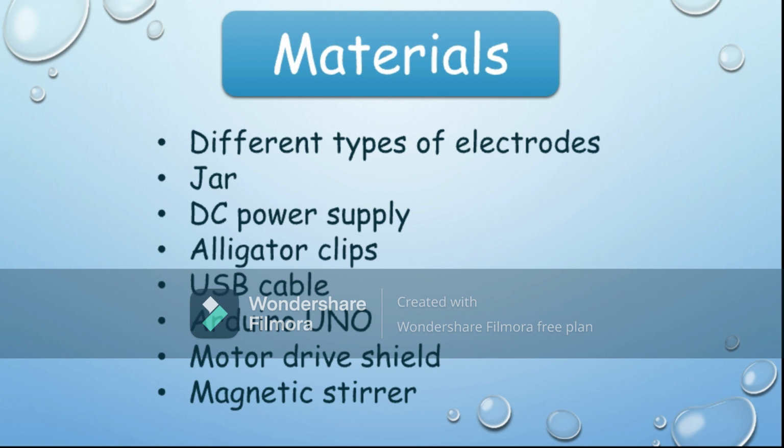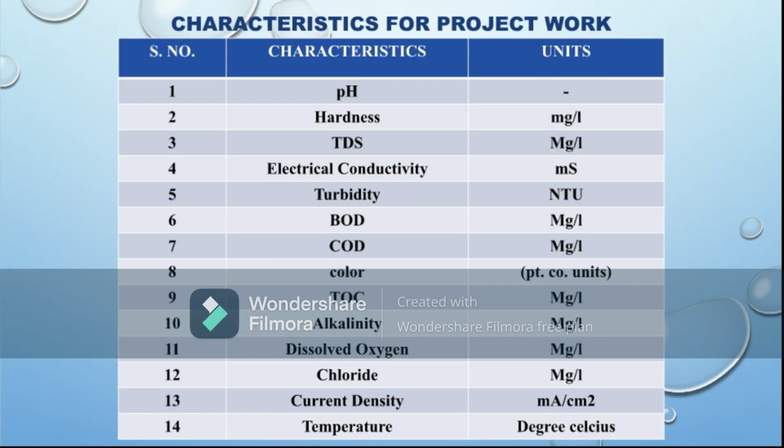Materials required for our project are different types of electrodes, jar, DC power supply, alligator clips, USB cable, Arduino Uno, motor drive shield, and magnetic stirrer. Characteristics for project work: pH, hardness, TDS, electrical conductivity, turbidity, biochemical oxygen demand, chemical oxygen demand, color, total organic carbon, alkalinity, dissolved oxygen, chloride, current density, and temperature.